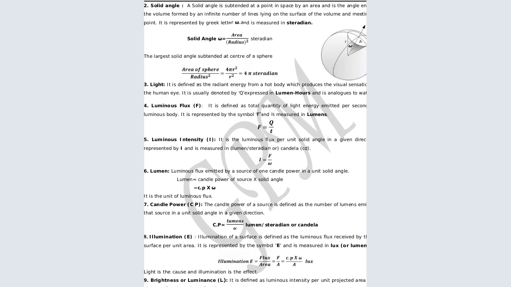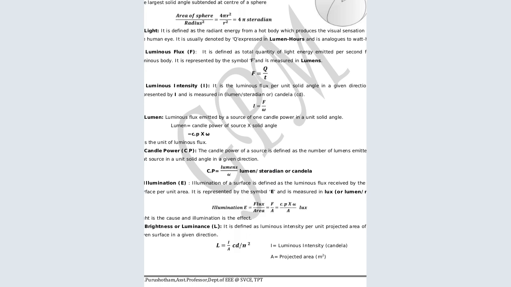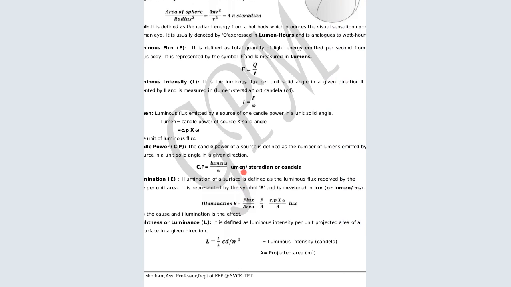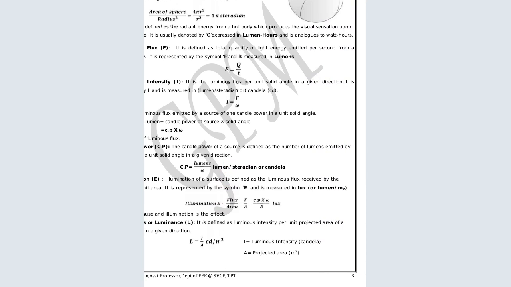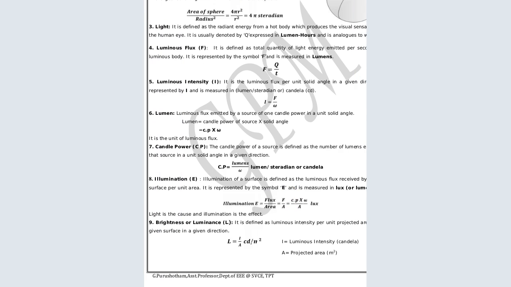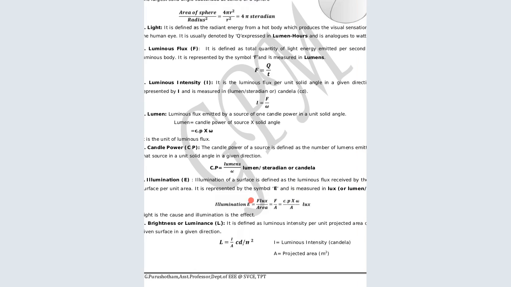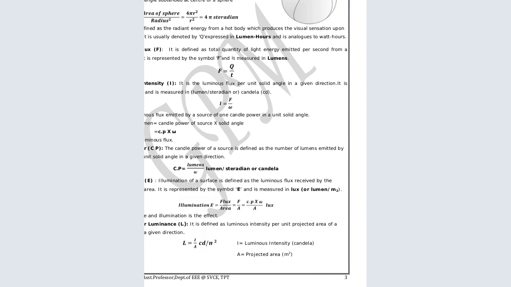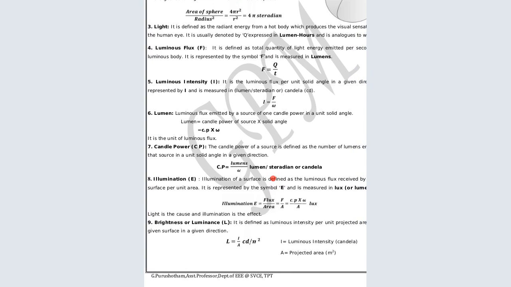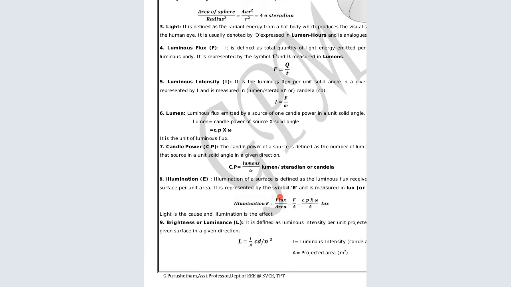And we can replace 4 pi r squared over pi r squared divided by q, and we'll get that. So lumen, what is lumen? Luminous flux emitted by a source of 1 candela power in a unit solid angle. So lumen is equal to the candela power of the source times the solid angle, that is the Cp times omega. The candela power, Cp, is the candle power of the source, defined as the number of lumens emitted by the source in a unit solid angle in a given direction.